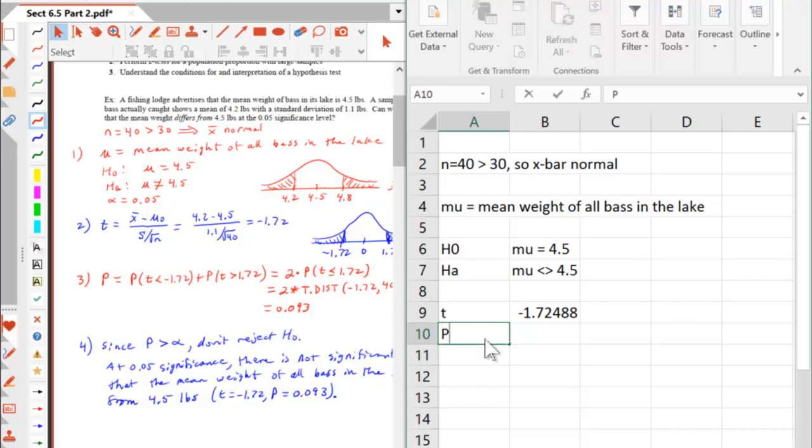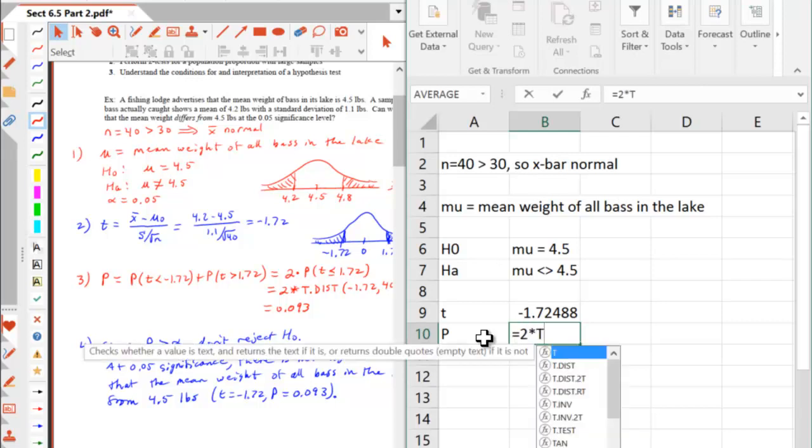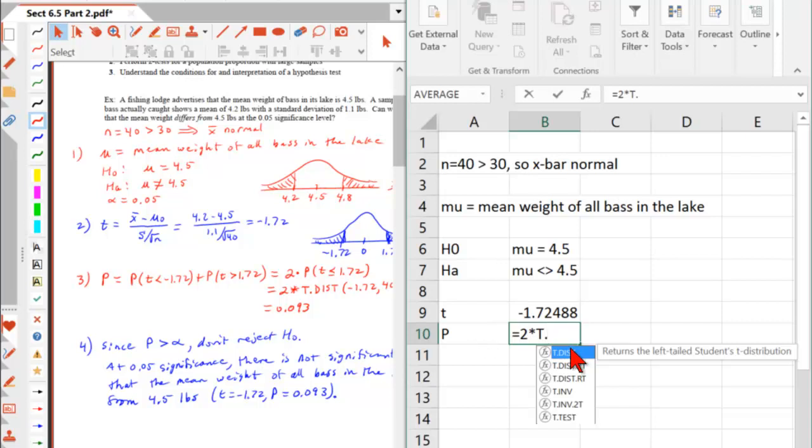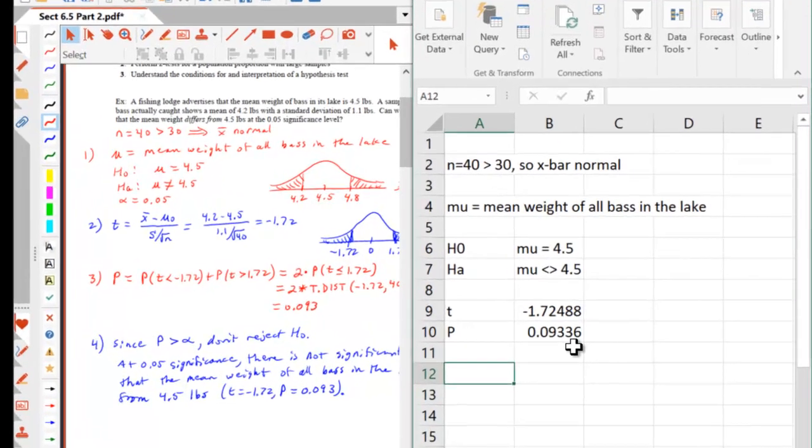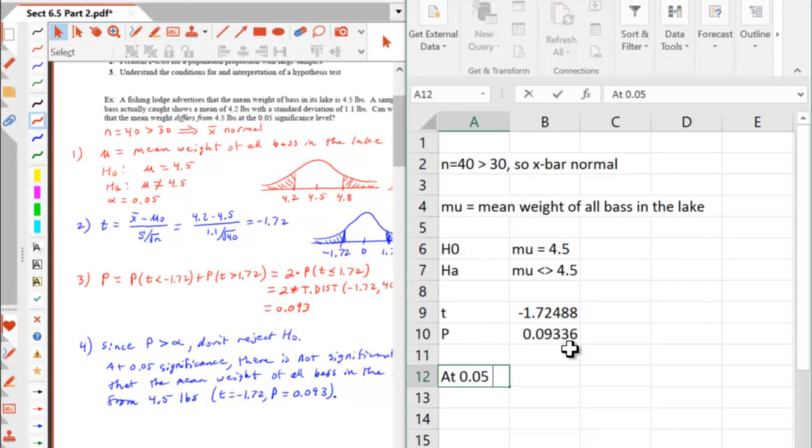Then for my p-value, the command to do that was 2 times the t-distribution and negative 1.72 and 39 and true. There was my 0.093. And finally, a conclusion at 0.05 significance.